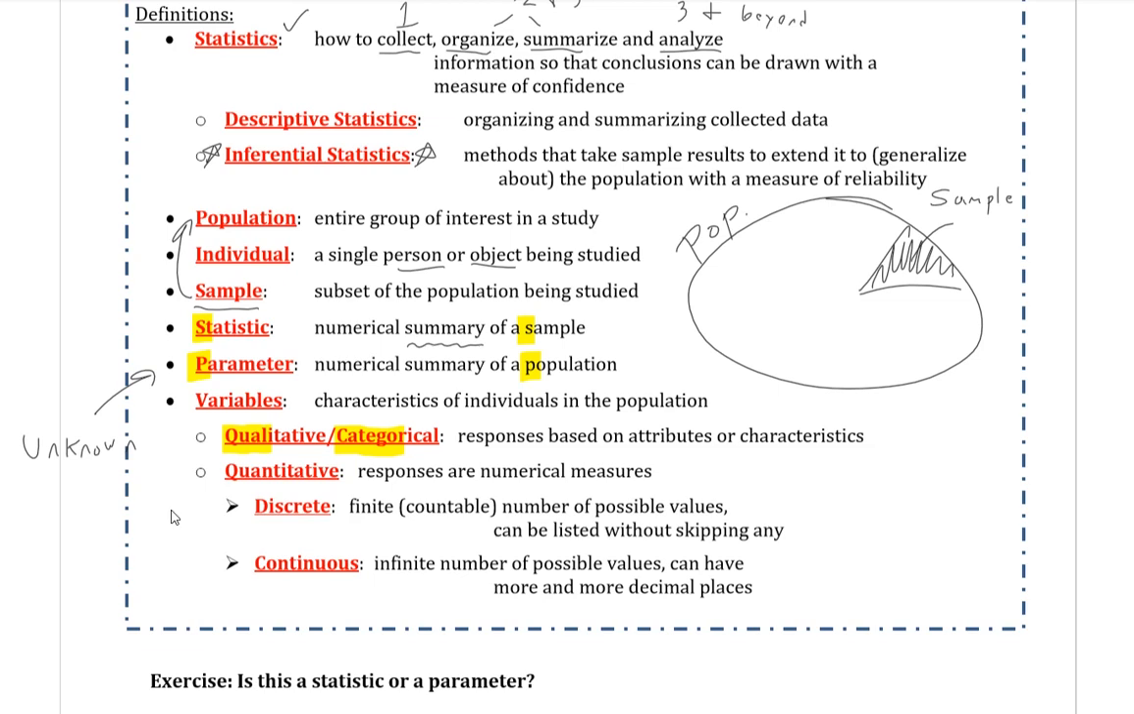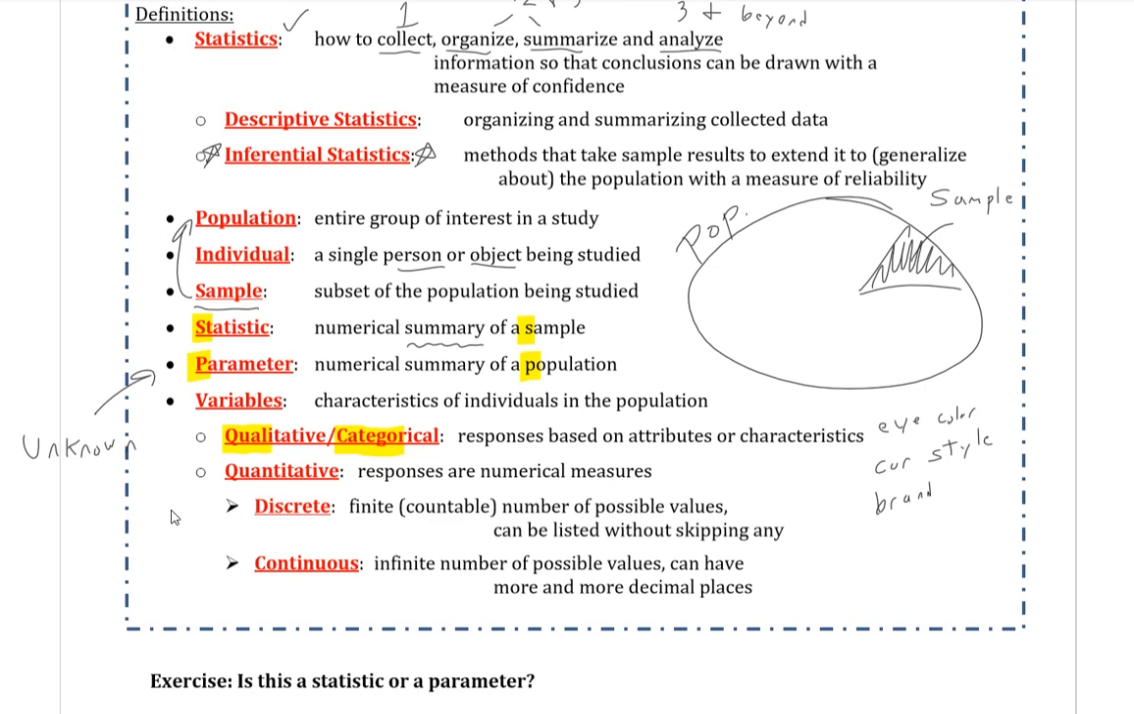So it's responses that are attributes or characteristics. These are things like eye color, or maybe car style or make, or maybe brand if I'm talking about potato chips or something like that. These are all things that are considered attributes or characteristics. Most importantly, they're typically considered non-numerical.